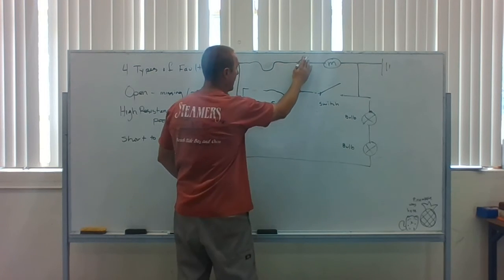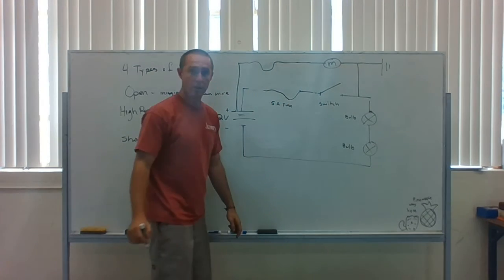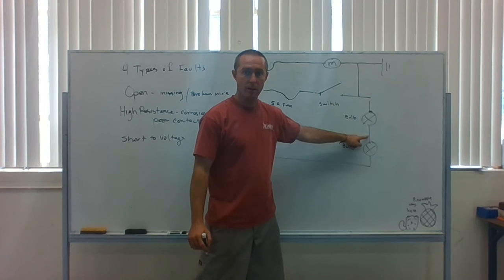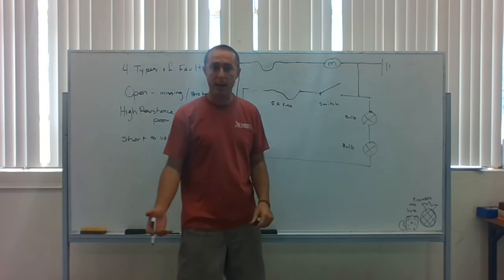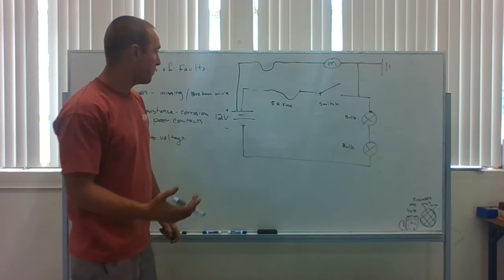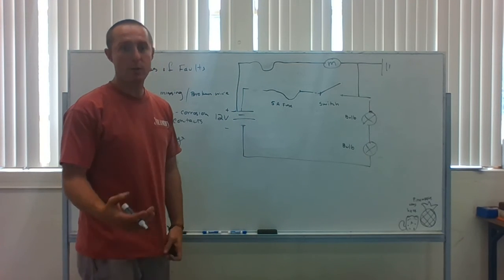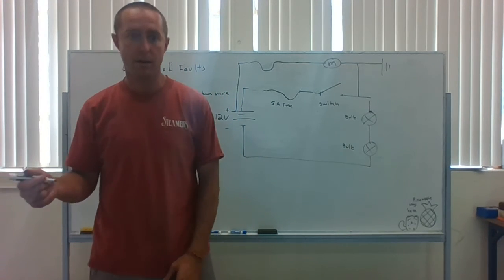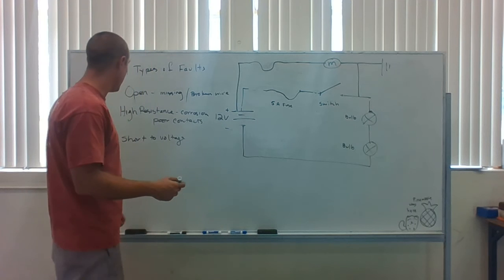Well, what would happen here? I would go to turn on my AC, I'd close that switch, and then my headlights would turn on. My AC would also turn on, and my headlights would turn on. But I don't want that. That's a problem in my circuit, and so that's short to voltage. Things are getting turned on when you don't intend them to get turned on, which is a problem. We don't want that.